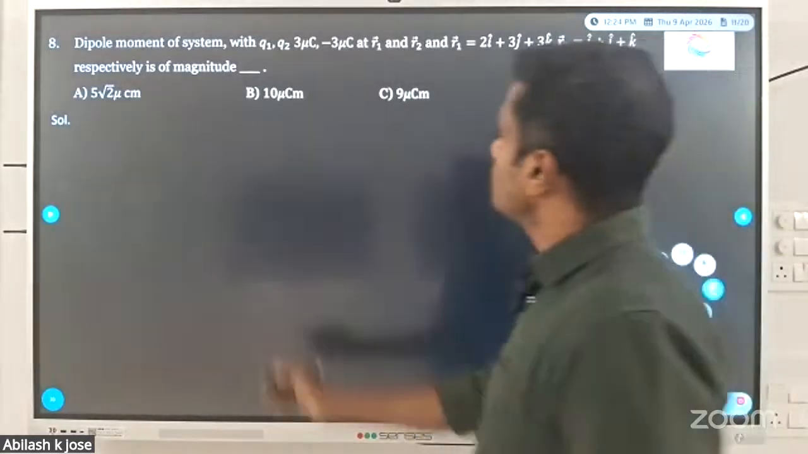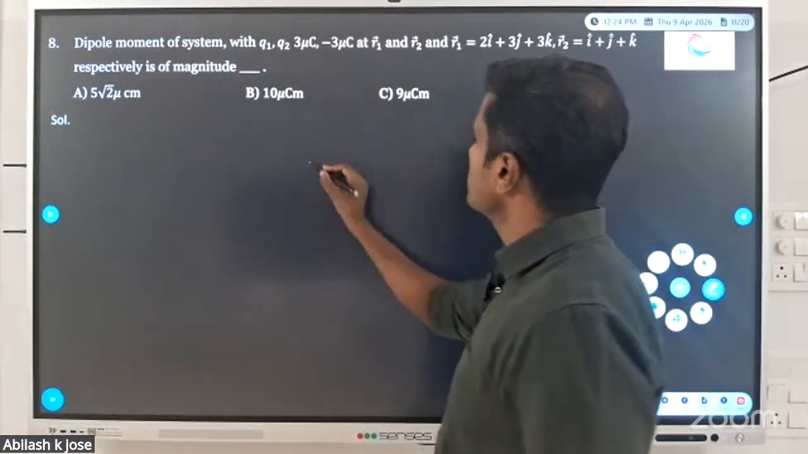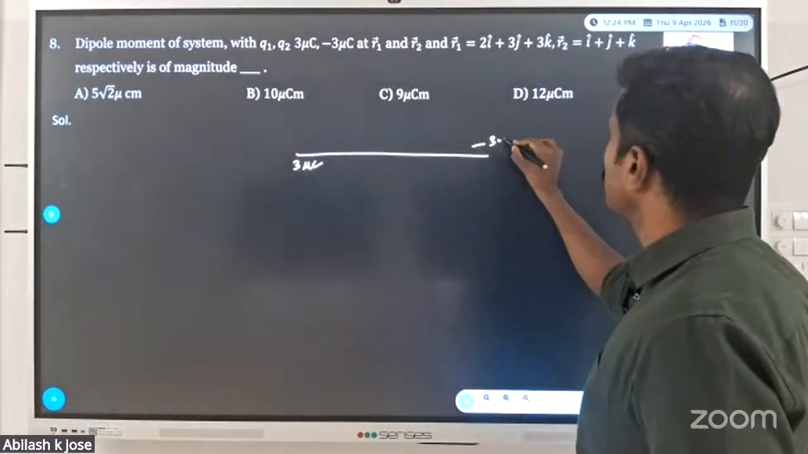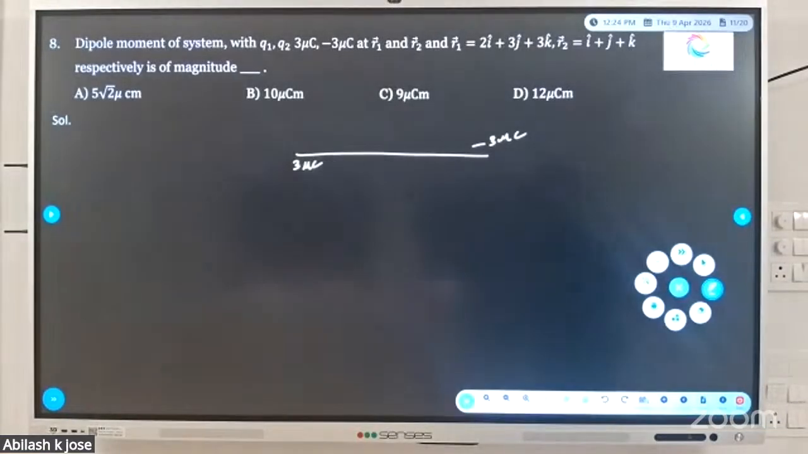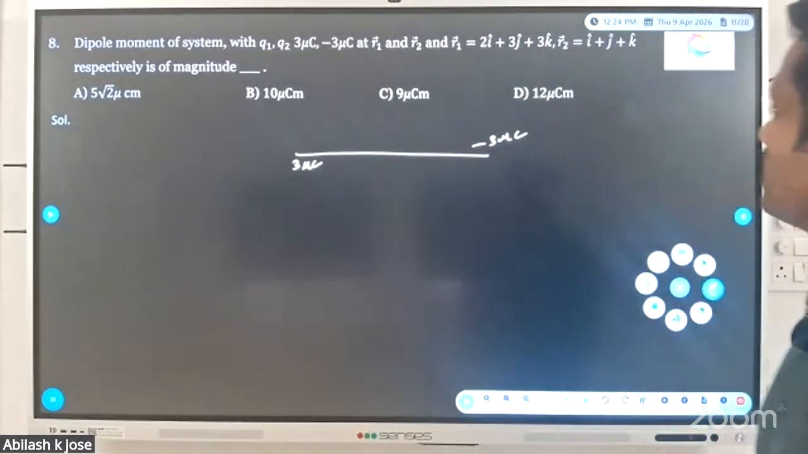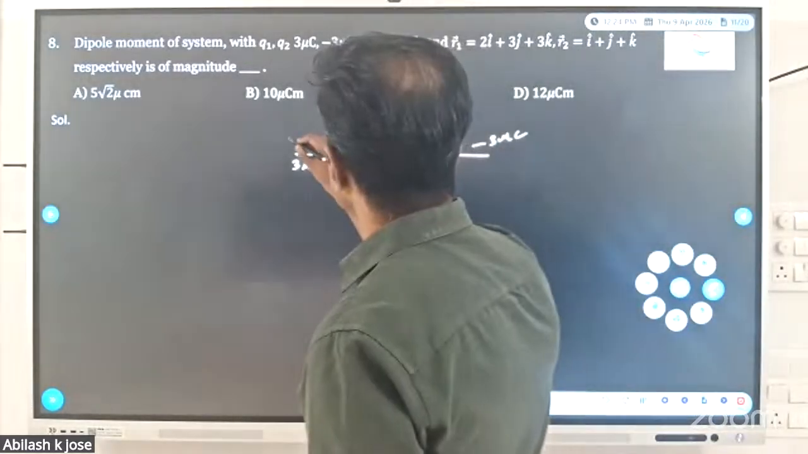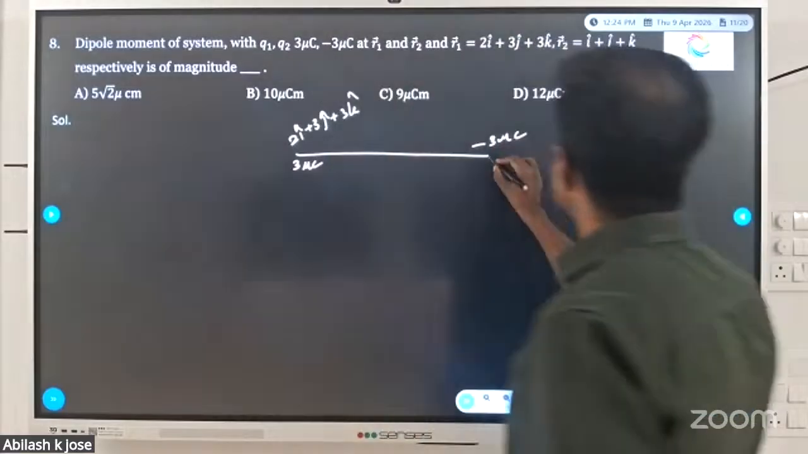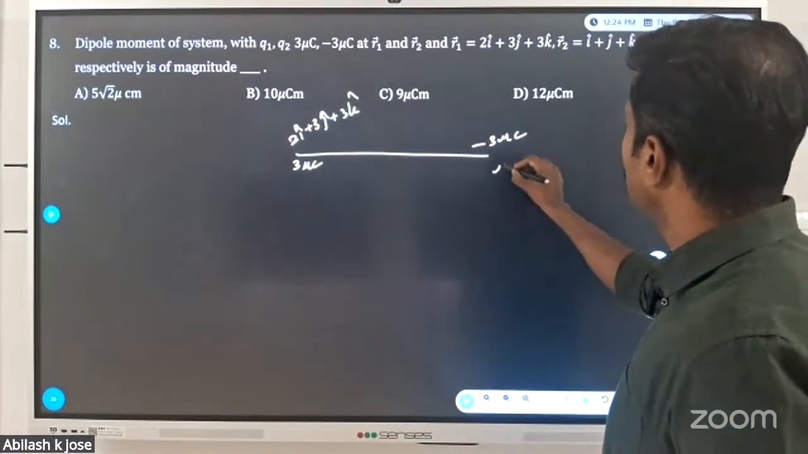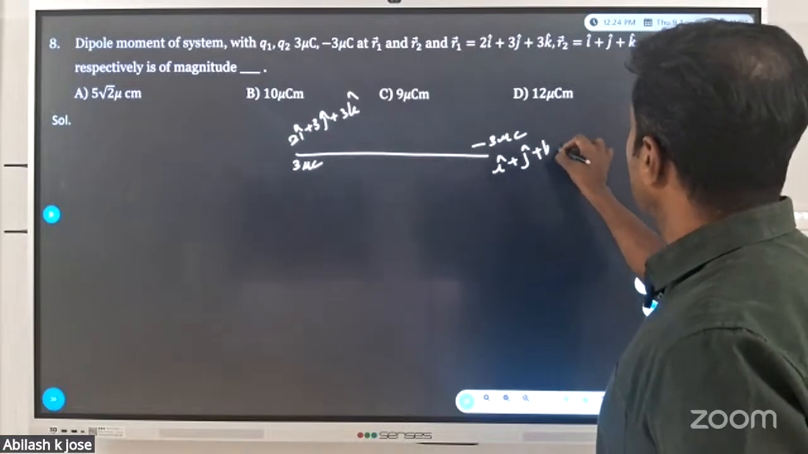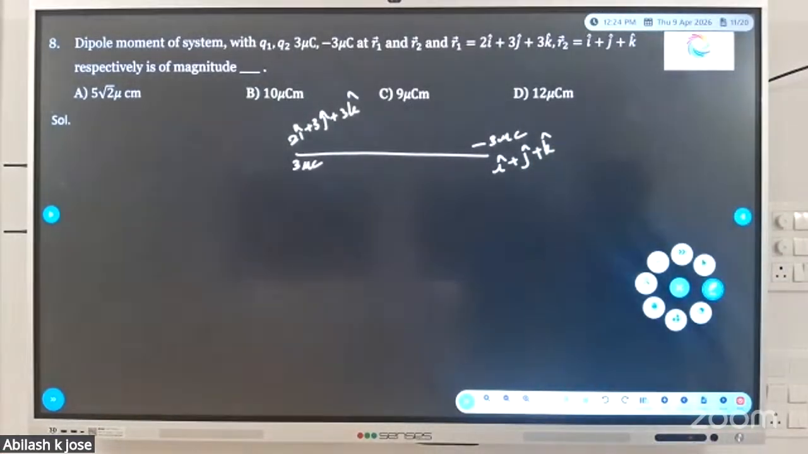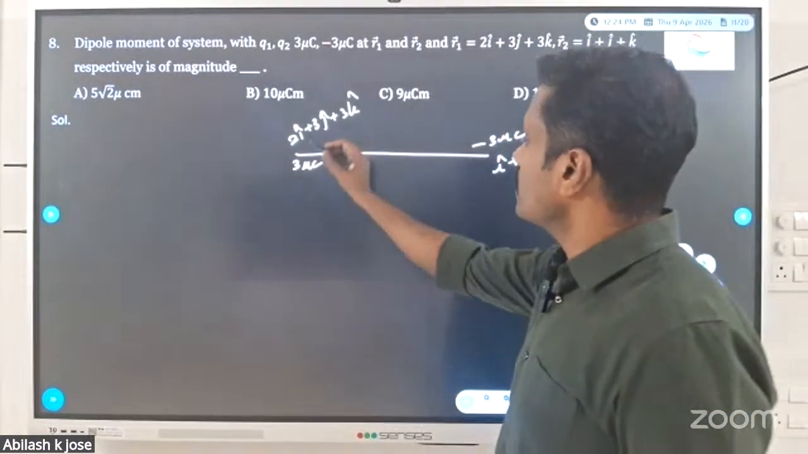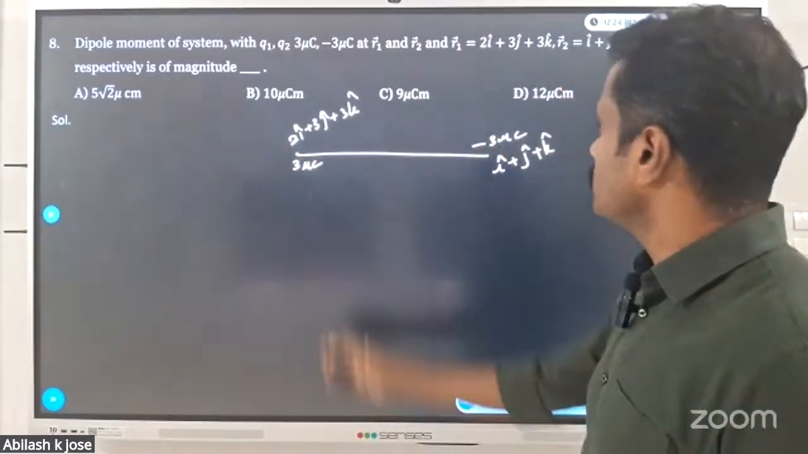Now, the dipole moment of a system of two charges is given. One is 3 microcoulombs and the other one is minus 3 microcoulombs. They are at positions: the position vector of one is given as 2i plus 3j plus 3k, and the position vector of the other one is given as i plus j plus k. We are asked to calculate the dipole moment. You may remember it is one of the questions given in the recent exam.